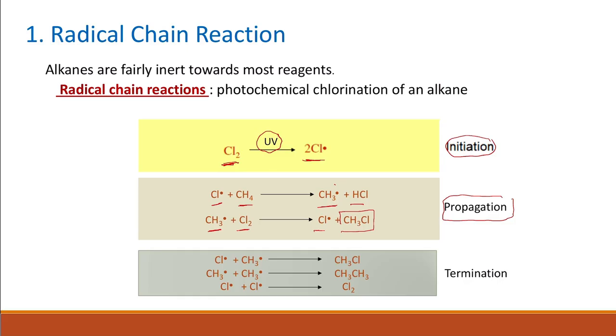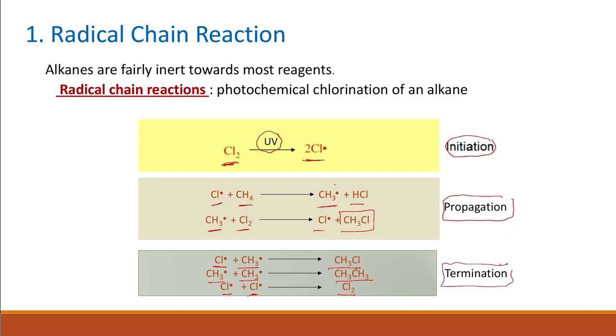And then the termination step, in which the free radicals that have been produced will react together to give you the final neutral compounds. So you have a chlorine free radical and a methyl free radical reacting together to give you methyl chloride. And then a methyl free radical can react with another methyl free radical to give you ethane. A chlorine free radical can react with another chlorine free radical to give you chlorine. As you can see in the termination step, all the products are just neutral compounds. No more free radicals are produced here.